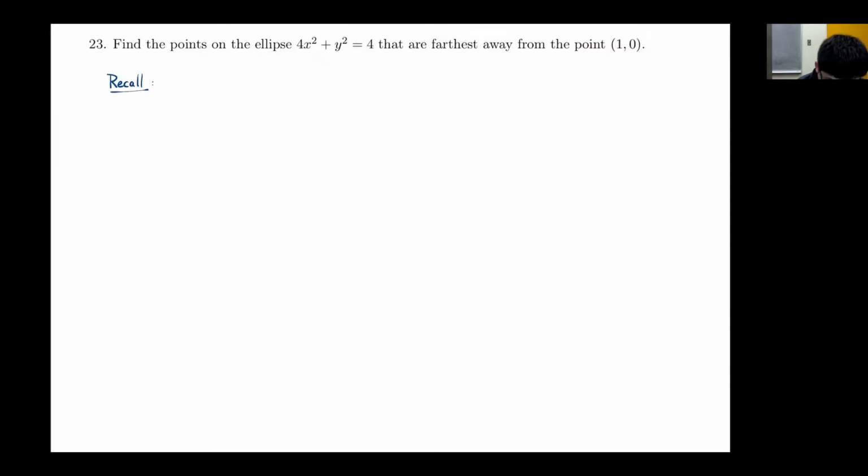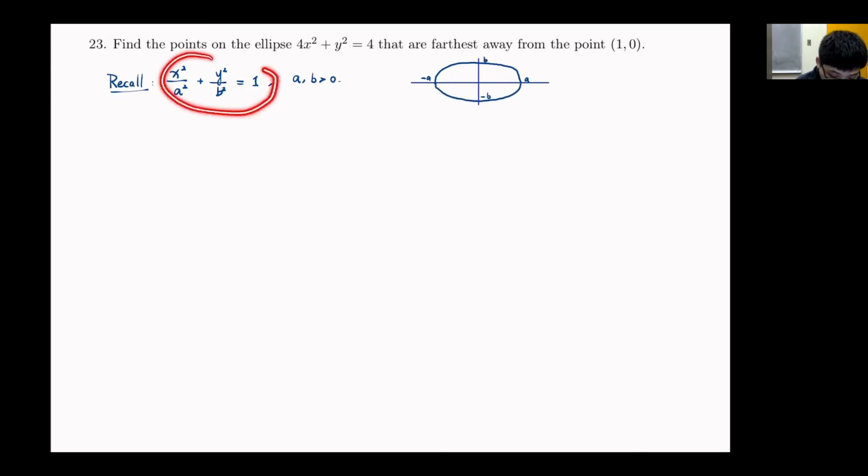So the standard form for that ellipse will be x squared divided by a squared plus y squared divided by b squared equals 1. So here we can set a, b to be greater than 0. We call this the standard formula because if you draw the curve on the xy coordinate, you will find that your ellipse will be passing through positive a and minus a on the x-axis, and positive b and minus b on the y-axis. So this is why this formula is the standard formula for the ellipse.